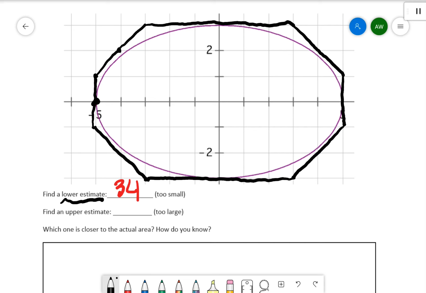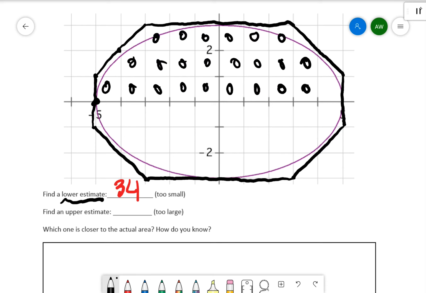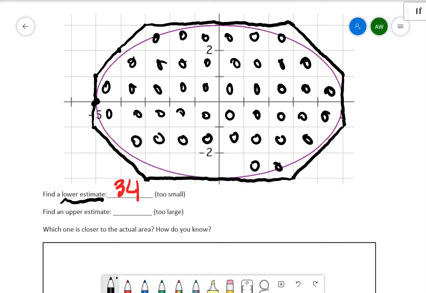The idea here is that I got as close as possible to the actual shape, but I stayed outside of it. So let's do the same thing we did before and count how many squares do we have that are inside of this shape. All right, so I count that we have 48 squares inside of the black shape that I made.